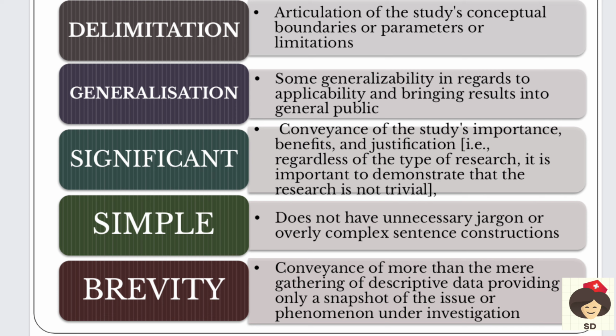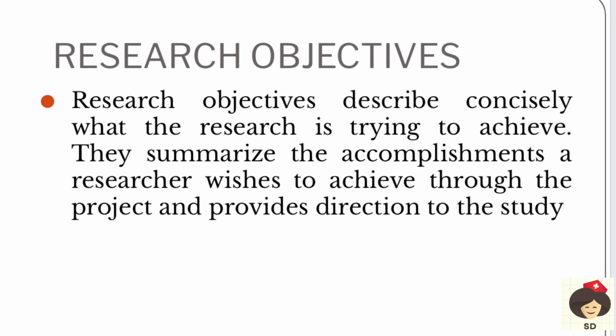Simple means there should not be unnecessary jargon, that is, useless words should not be used. Overly complex sentences should not be used. Simple and easily understandable sentences only should be used in the research. And brevity. Brevity means the research should be brief, like a snapshot, so that when we read the research we can understand the phenomenon. The next topic is writing objectives.